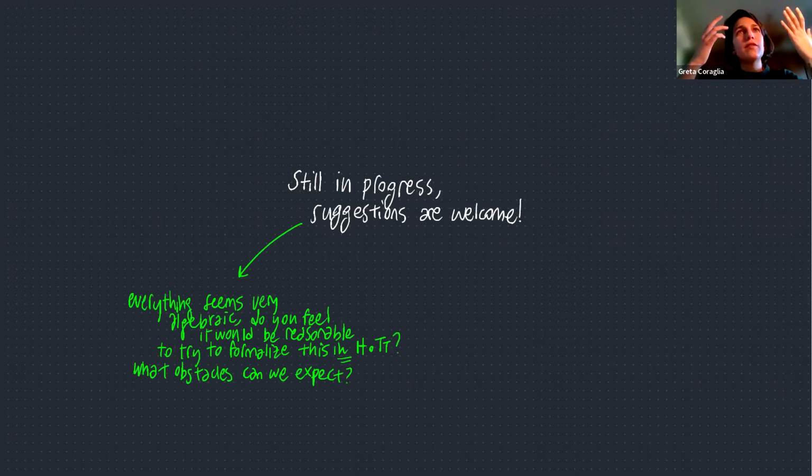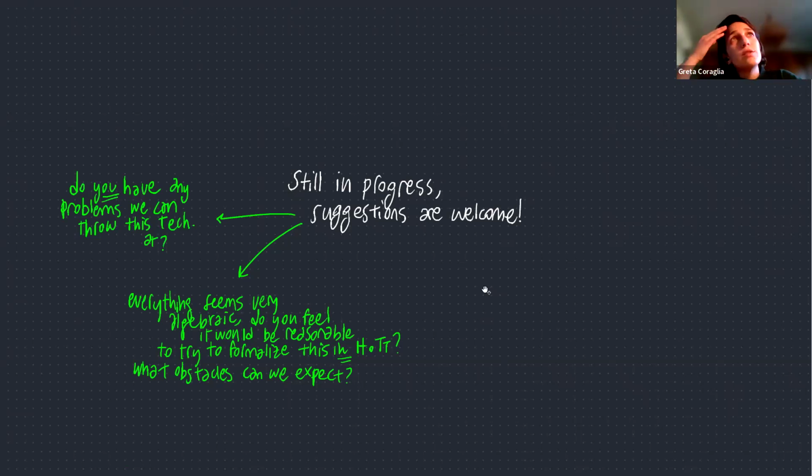Since all of this feels very algebraic in nature, I'm wondering whether it could be useful, well, of course it's useful to formalize it in Lean. But since I'm not very good at formalizing stuff yet, I'm wondering if you see any obvious obstacles to doing that, those that have a bit more experience with the topic. And the second question for you is whether you have any problems that you might be interested in throwing this kind of technology at.